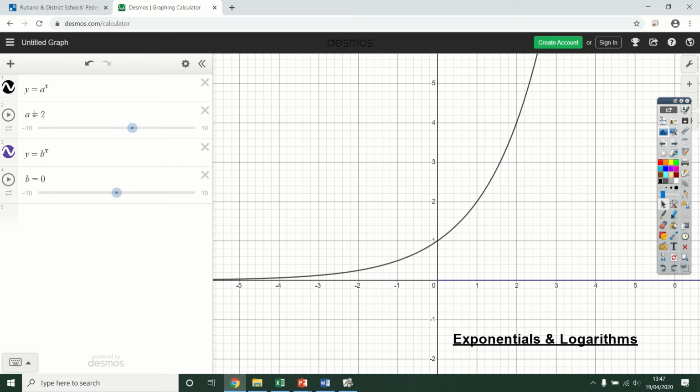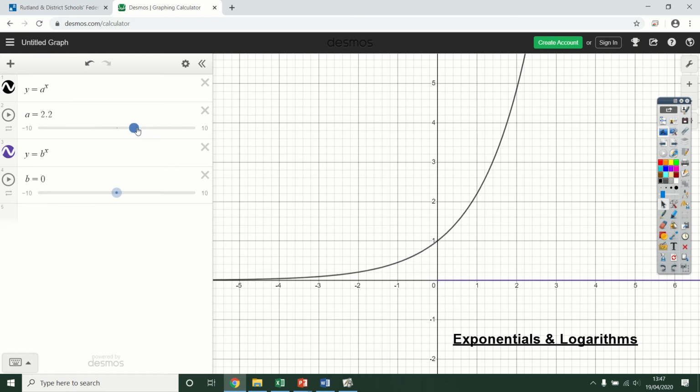If I increase the base, it's going to grow faster on the right hand side, and if you look at the left hand portion as well, it's going to hug the x-axis tighter. So increase the base, look, it grows faster on the right, and it goes towards the x-axis a bit quicker on the left as well. Okay, so I can change all of that.